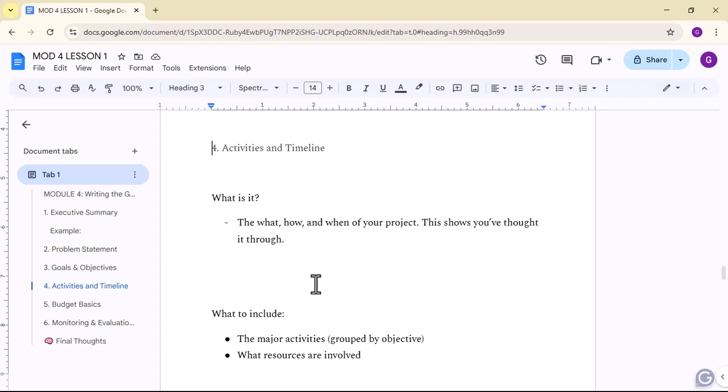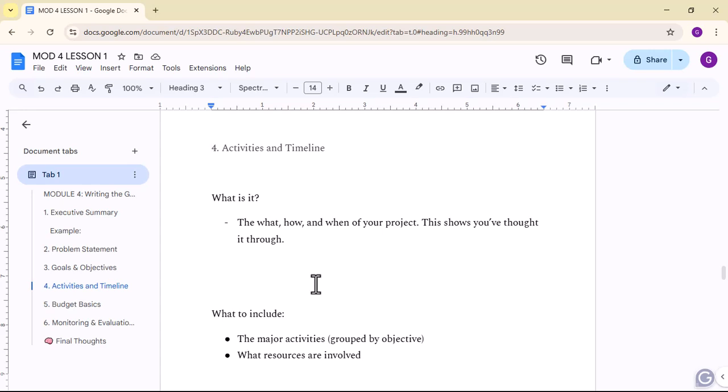So what you want to include in the activities and timeline is the major activities grouped by objective. You also want to include the resources that are involved in those activities. Also, you want to include who will implement them, like who will implement these activities.